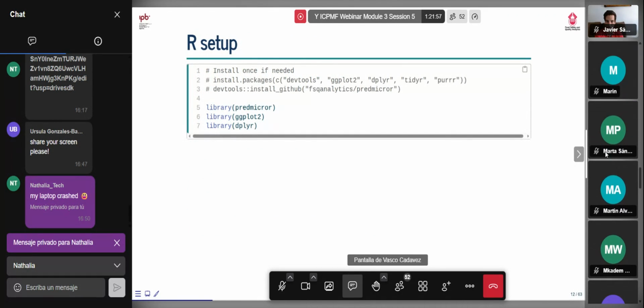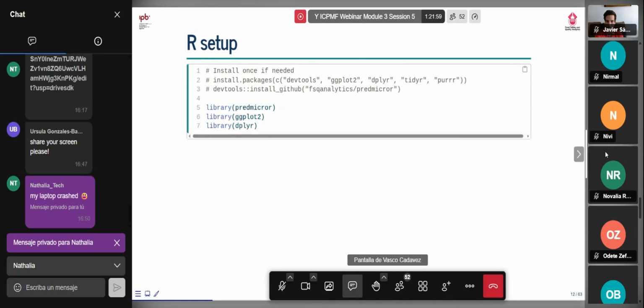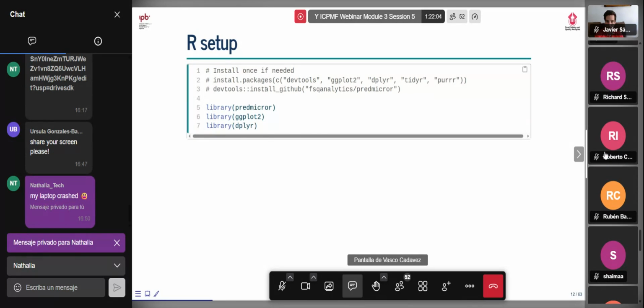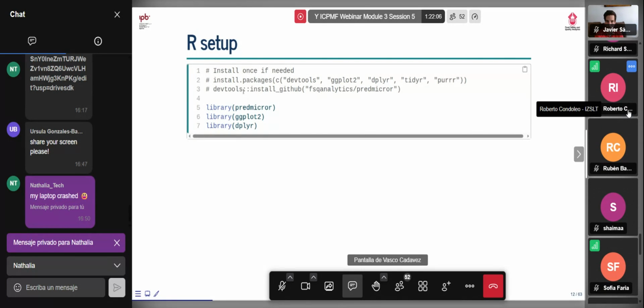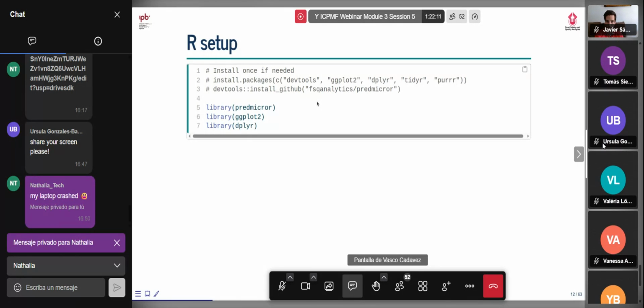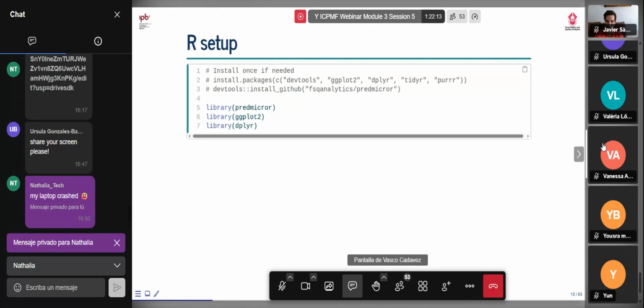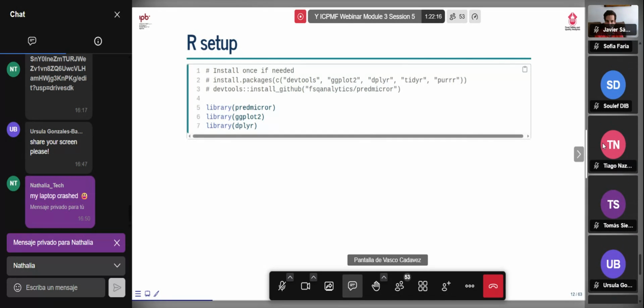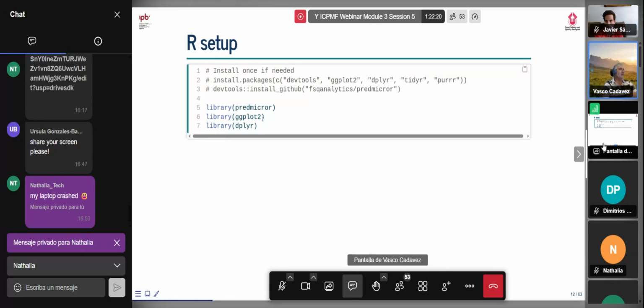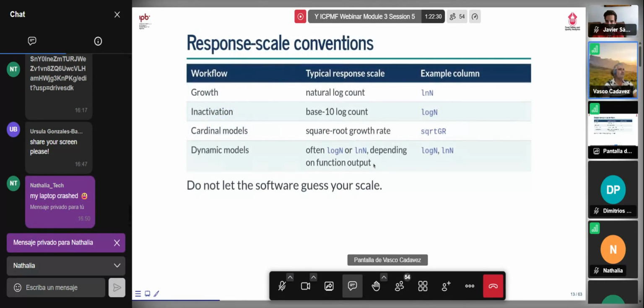Okay, so to start, you will need this package, PredmicroR. You can install it from GitHub using devtools or using remotes, but you can do it also directly in R, just typing install.packages PredmicroR, and the package will be installed. If you are in Windows, maybe you use RStudio, so you can go to RStudio and install the package directly in RStudio.